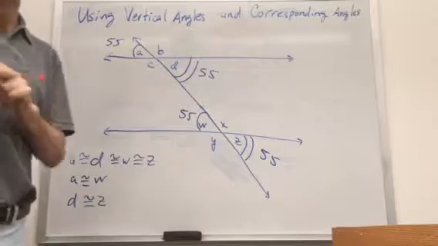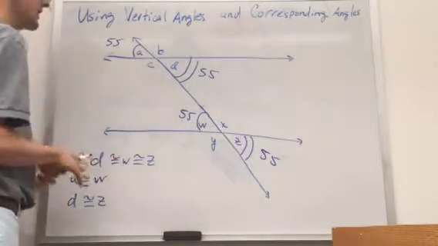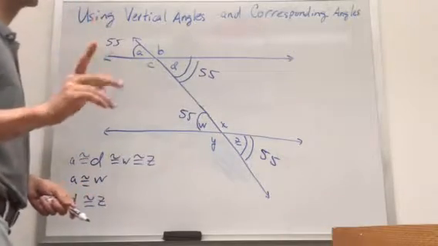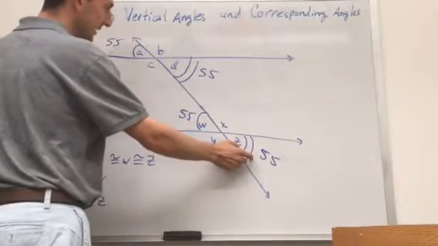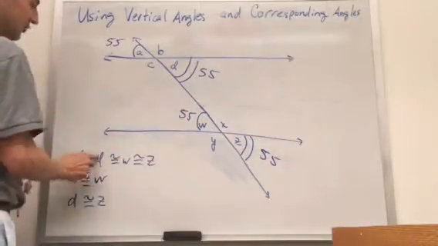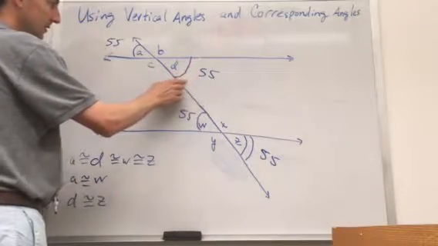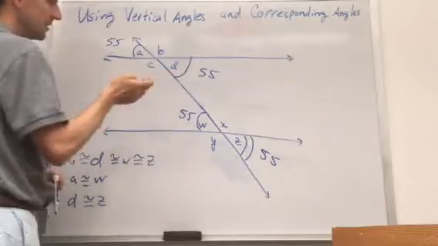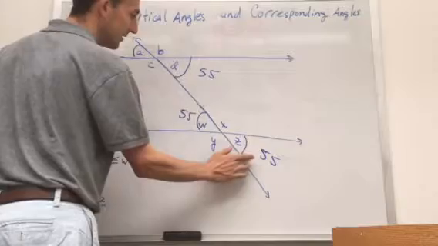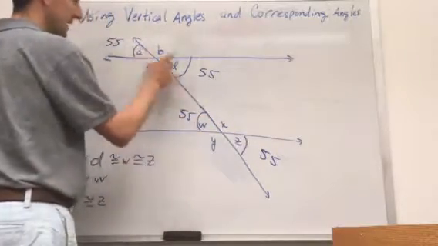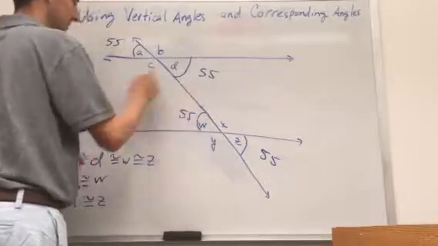Now we can do the same thing with the supplements, that is, the angles that add to 180 degrees. Sorry, I'm going to erase something really quick. So I said that D is congruent to Z, but we also said A is congruent to D. So this doesn't need to be a double line. This could actually be a single line, because A is congruent to D, just as A is congruent to W. And then this is also actually a single line, because all four of these angles are exactly the same. They are congruent. In this example, they're 55 degrees.